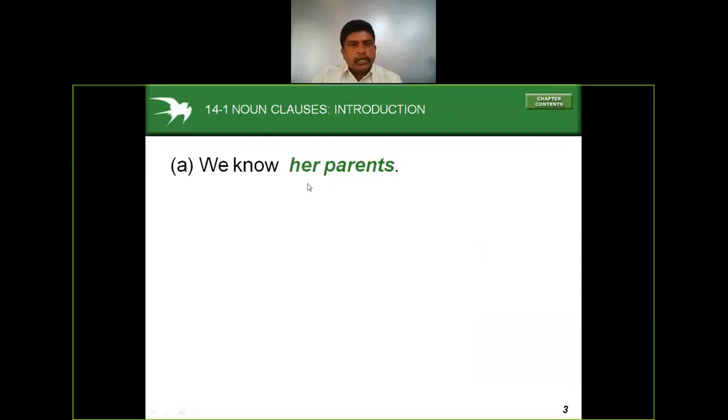But remember, children, her parents has been colored with green. What does that indicate? The colored letters or words are a group of words. We know her parents. Look at that. Subject, verb, object. Her parents is an object. Hence it is called a noun phrase.